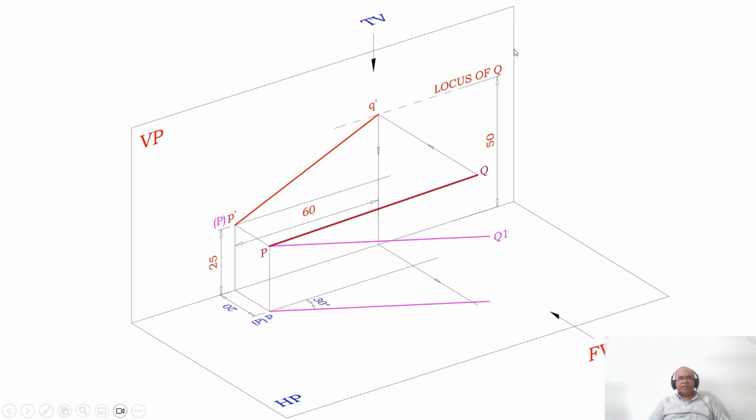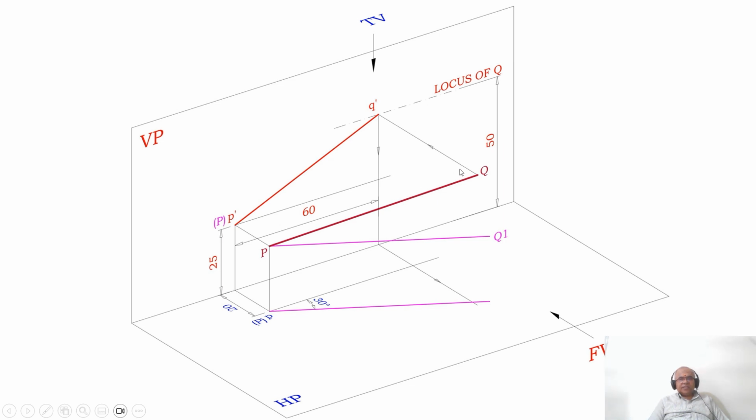Now you mark this as the locus of Q. Once you have the end projector and also the distance between the end projectors in the front view, you get this point and mark it as Q dash. Then join P dash Q dash with a dotted line. So exactly where you have got the points in space is this line, which is P and Q.